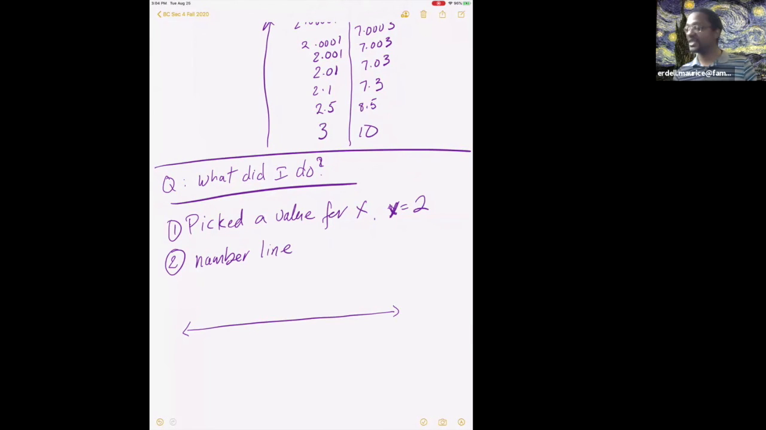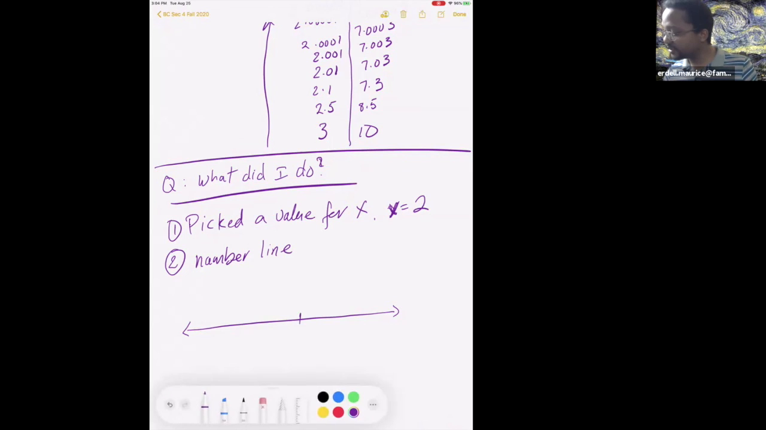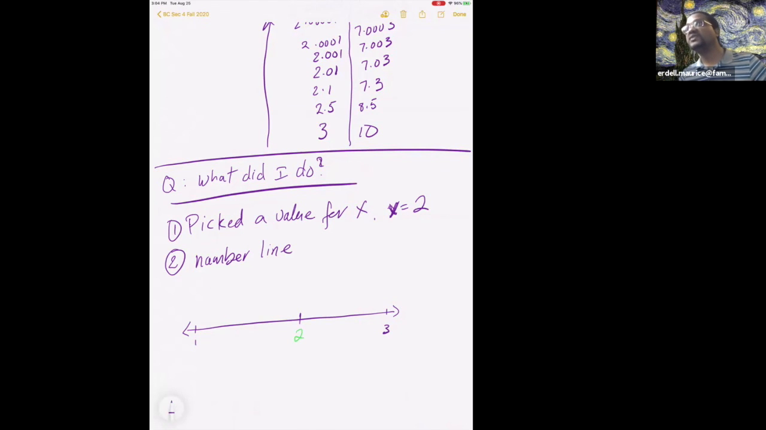Somewhere on this number line, there's the number 2. Somewhere on this number line, there is the value 2. And along with that value 2, there's the value 1, and then there's the value 3. And what I did was I started on the left side first, started at 1, and then I started to approach. I started to walk to the value 2.